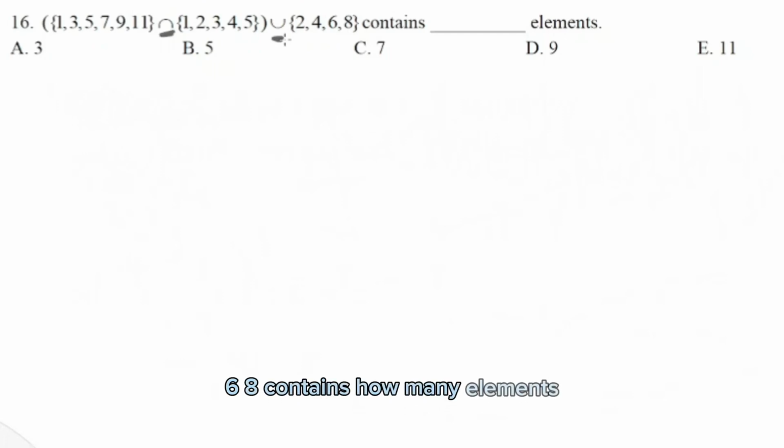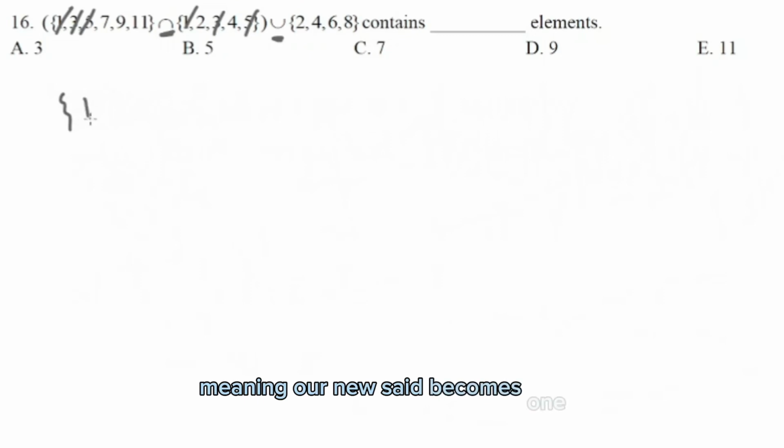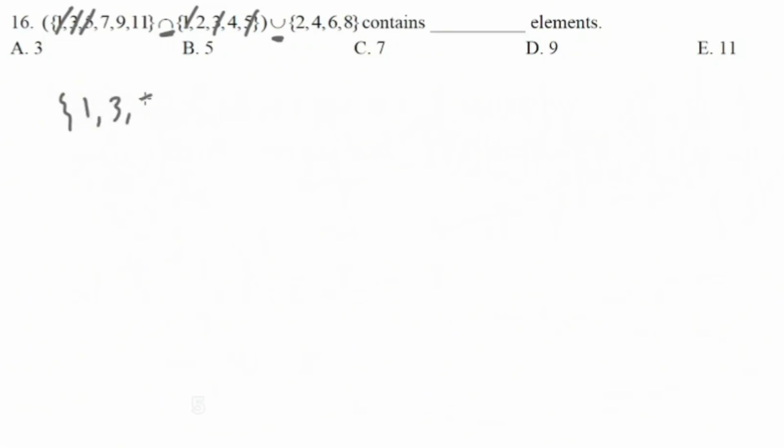Next, 1, 3, 5, 7, 9, 11, intersection 1, 2, 3, 4, 5, union 2, 4, 6, 8 contains how many elements? Alright, so between 1, 3, 5, 7, 9, 11, and 1, 2, 3, 4, 5, the common terms are 1, 3, and 5. All the other terms are not common, meaning our new set becomes 1, 3, 5.